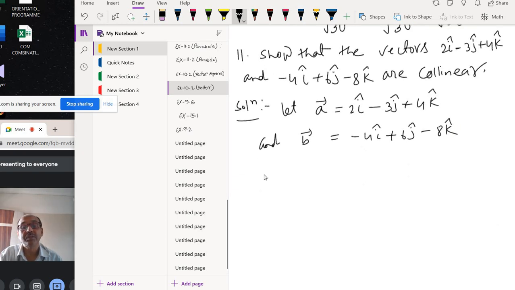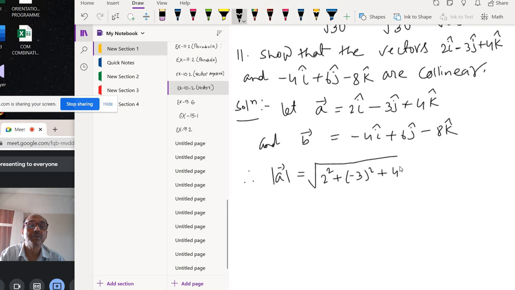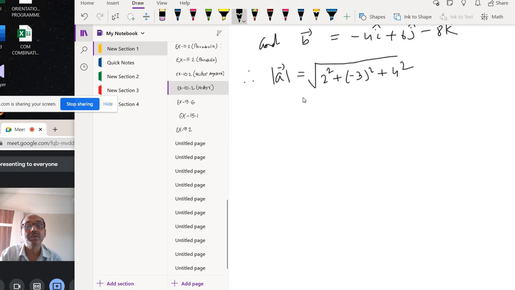Their magnitudes, that is first magnitude of vector A, therefore magnitude of vector A equal to under root 2 square plus minus 3 whole square plus 4 square, equal to under root 4 plus 9 plus 16, which is root 29.